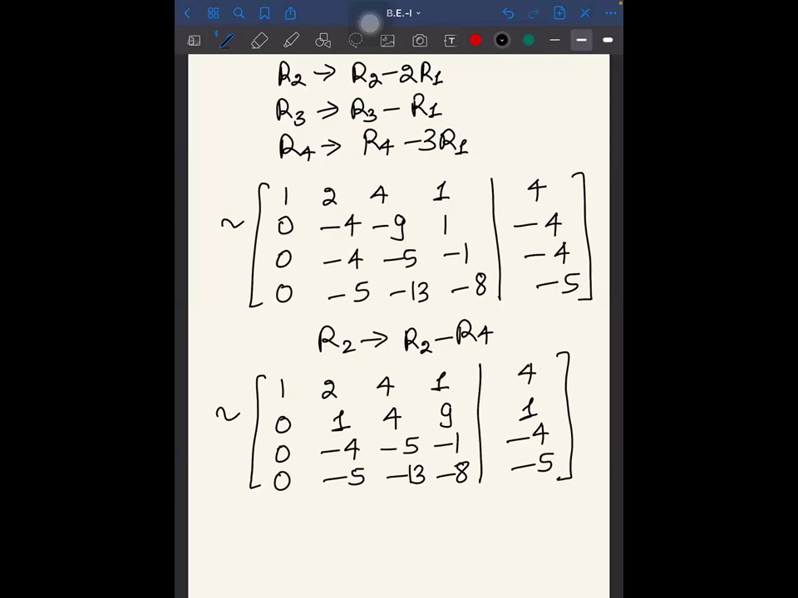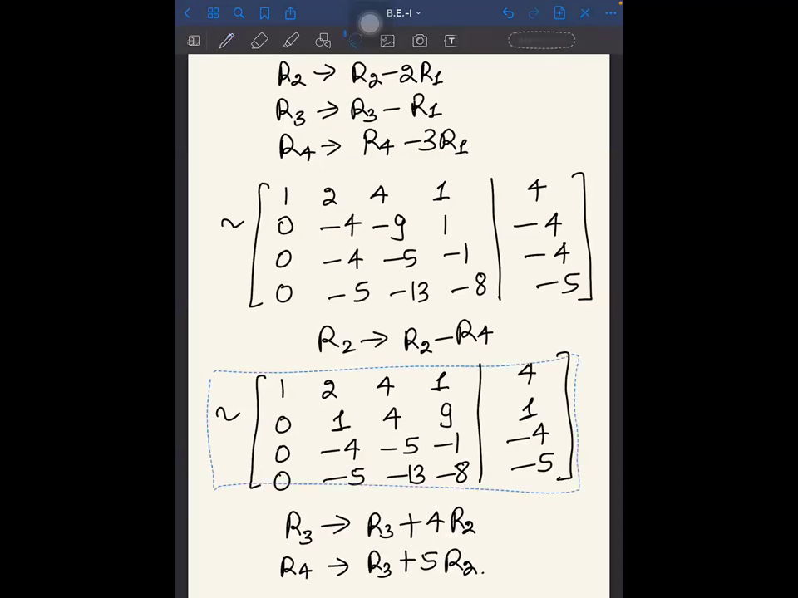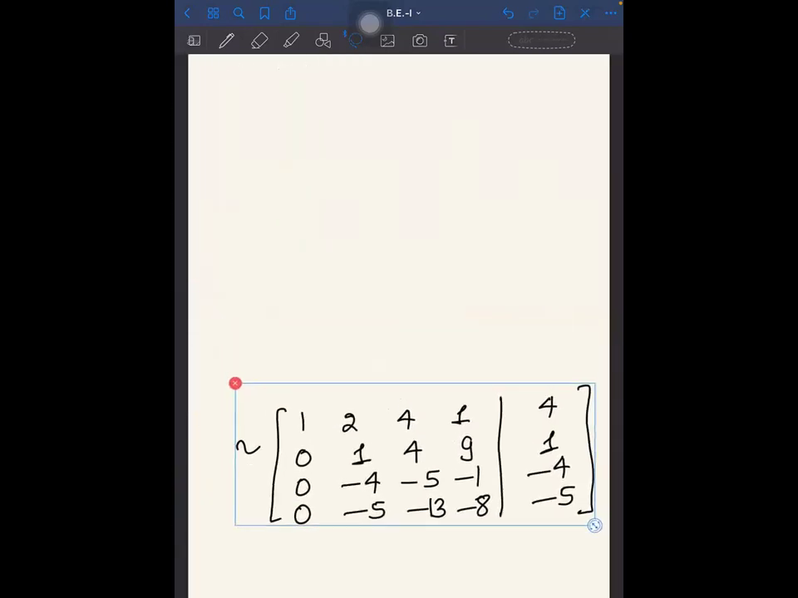Take. Now what should we do? Of course, we shall make zeros, operate on R3. R3 plus 4 times the R2 and R4, R3 plus 5 times the R2. So this will be something like, again, I need to pick this for reference purposes. Sir, R4 must be R4 plus 5 R2.